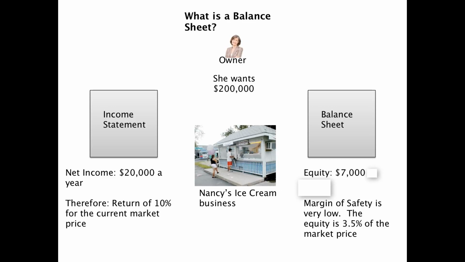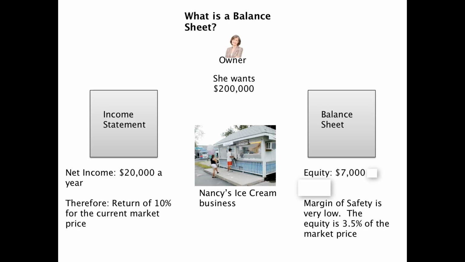But as we go over there and we look at the balance sheet, and the equity is only $7,000, that is a lot of risk that you have. And so the margin of safety is really low on this investment. The equity is 3.5% of the market price.